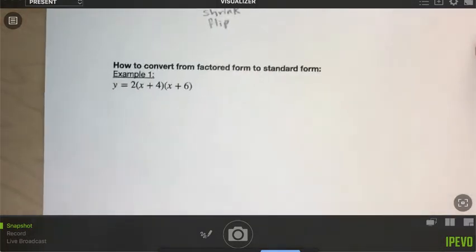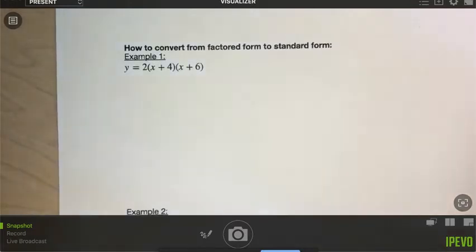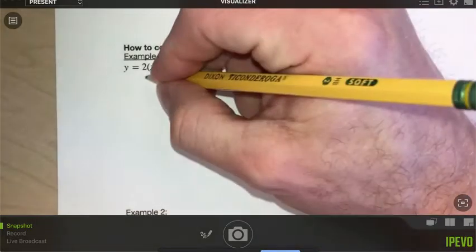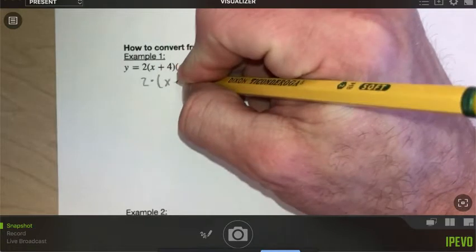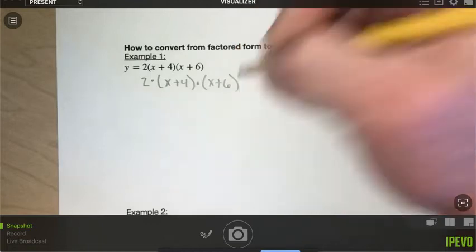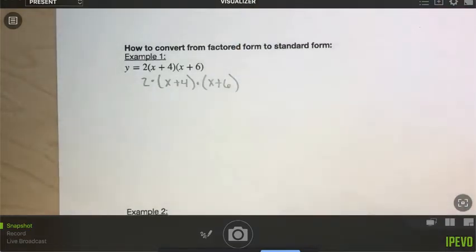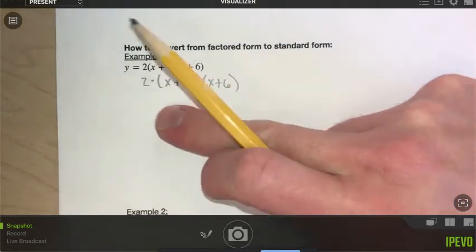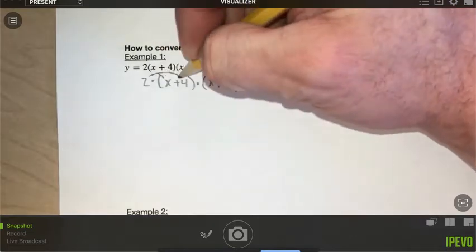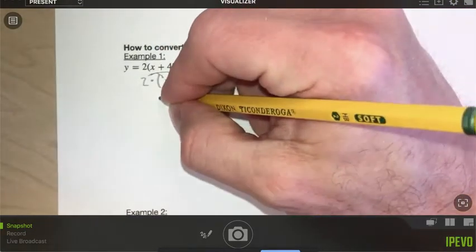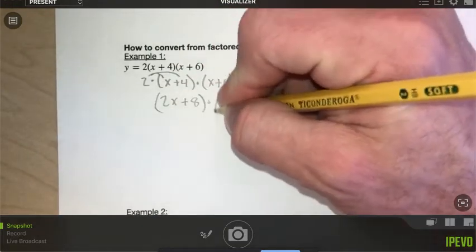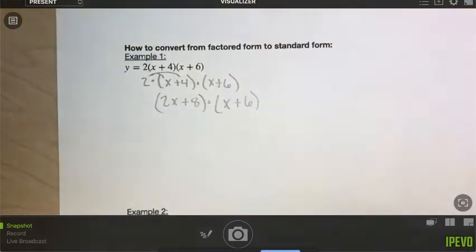So here's my first example. When I'm writing 2x plus 4 in parentheses, x plus 6 in parentheses, it's really important to recognize that all of these things are being written next to each other because they're all being multiplied. And so all I'm going to do is go through and actually do that multiplication. So 2 times x and 2 times 4. It's really going to be 2x plus 8. But I'm going to keep that in parentheses because I still haven't dealt with multiplying by this x plus 6.